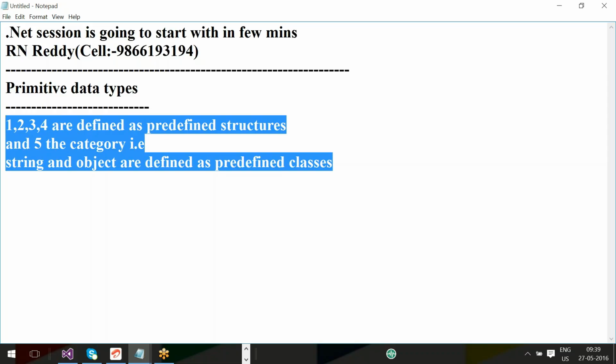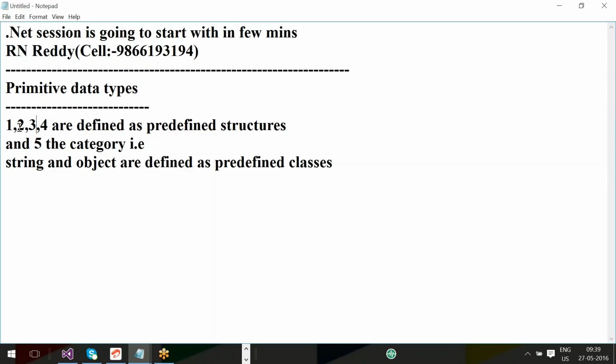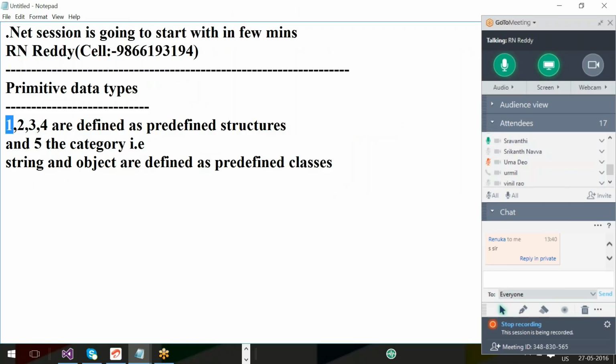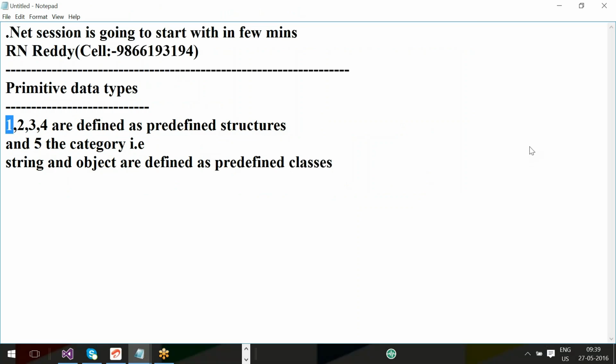Whatever primitive data types we have seen, what is the first category? Numerical data types. How many numerical data types are there? Two kinds, signed and unsigned. That means 4 are signed, 4 are unsigned. Totally you have 4 plus 4, 8 data types. And the second category is what?